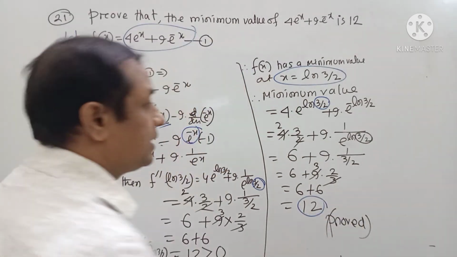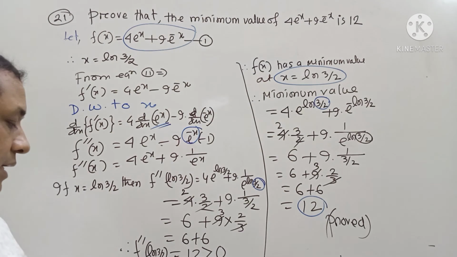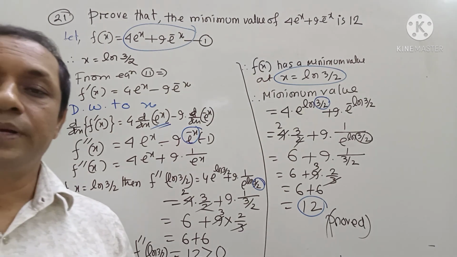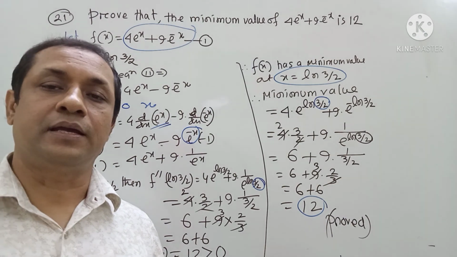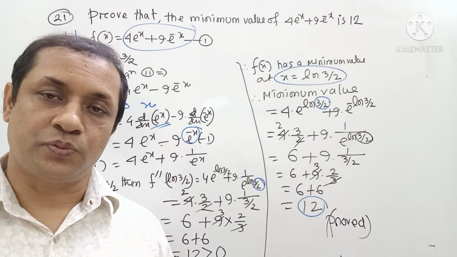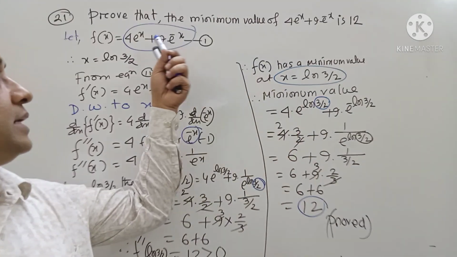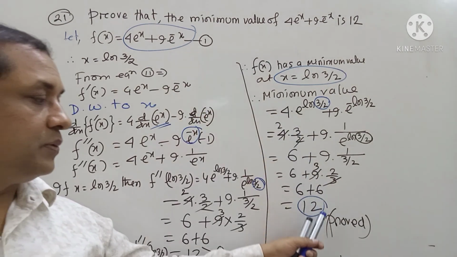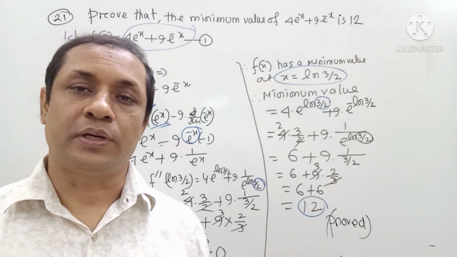So I say again students, here f double prime ln 3 by 2 equals a positive number. So f of x has a minimum value at x equals ln 3 by 2, and for the required minimum value, putting the value of x in equation 1, we get 12. So the minimum value equals 12.